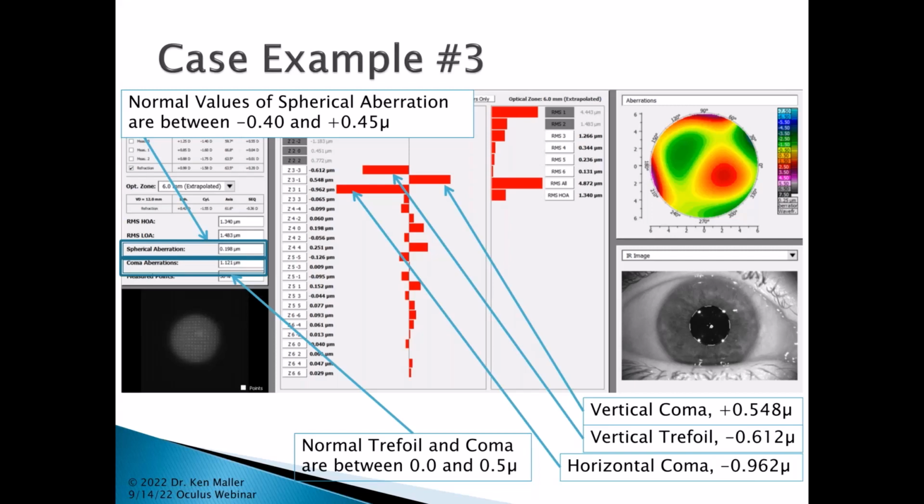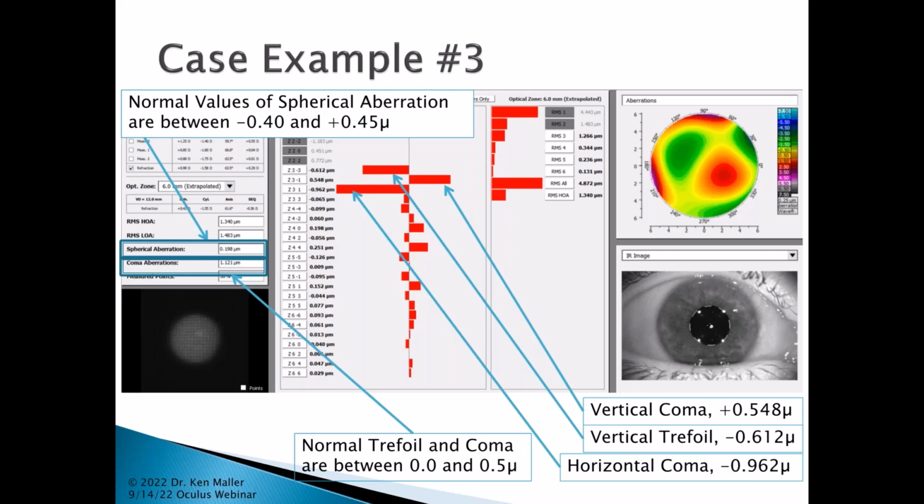Spherical aberration is certainly a very common problem for post-surgical patients and post-refractive surgical patients. And here, the normal values for that are generally between about minus 0.40 and plus 0.45. And you can see she really doesn't have much spherical aberration. So her major problem is really the coma and the trefoil that's giving her the poor quality of vision, not spherical aberration.